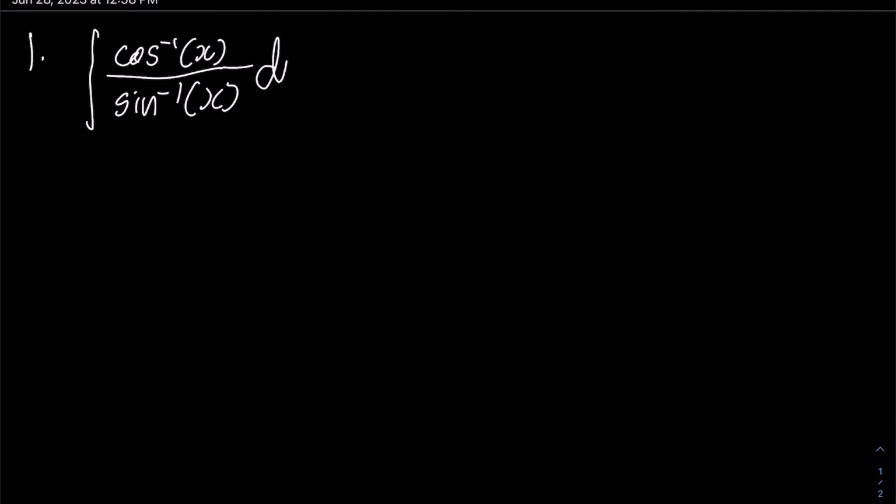So what we have is the first integral. So let's look at the first one. We have the integral of the inverse cosine of x over the inverse sine of x dx. So the first thing we do is we see that's the cosine over sine, and these -1 powers cancel out. So this is just the integral of the cotangent of x dx, and that's also a pretty standard.